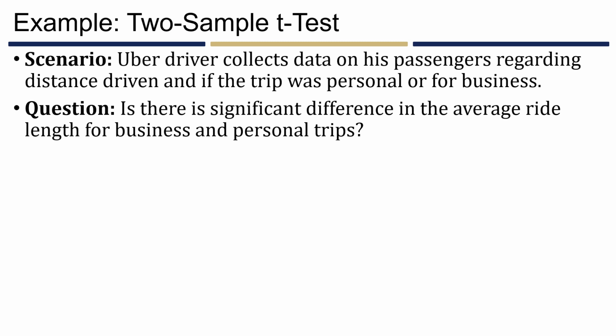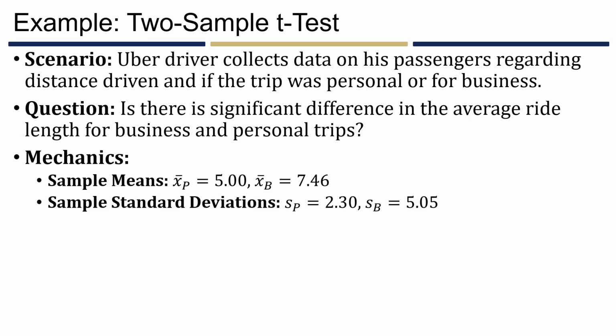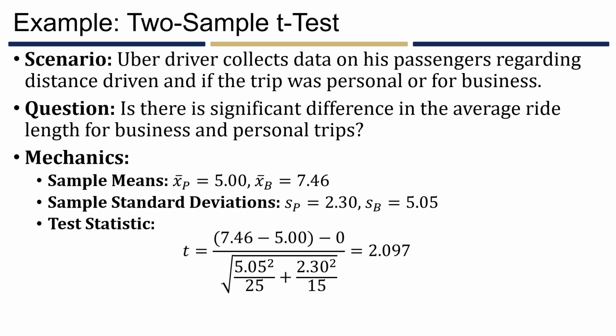Let's calculate out the test statistic now. We already know that the average ride length of a personal ride is 5 miles, and the average mileage on a business trip is 7.46 miles. We also know that the sample standard deviation for the personal trips is 2.3, and the sample standard deviation for the business trips is 5.05. We also have sample sizes of 25 for the business trips and 15 personal trips.